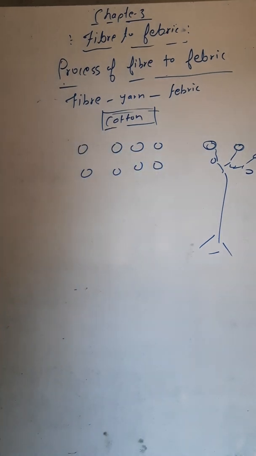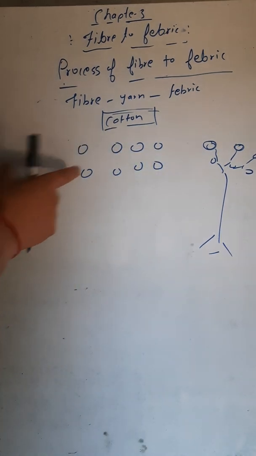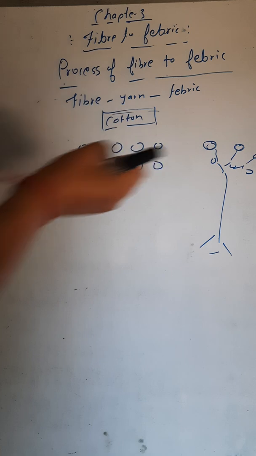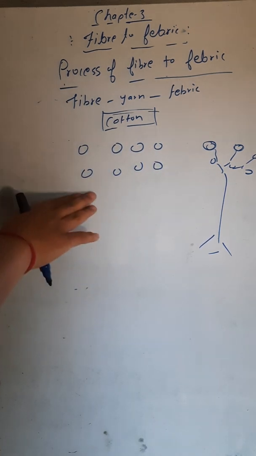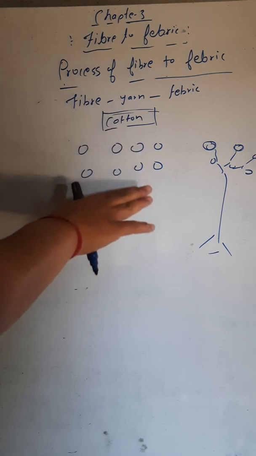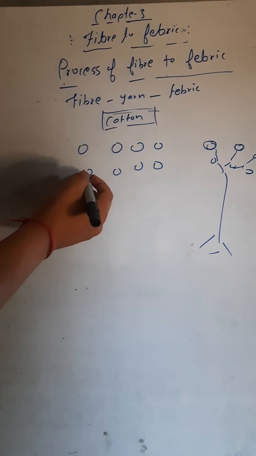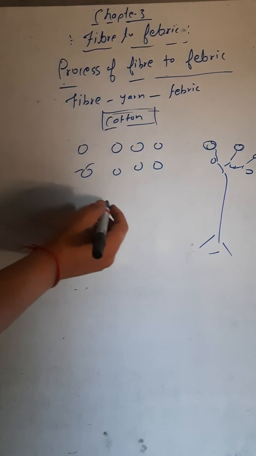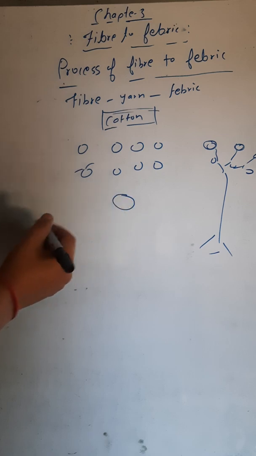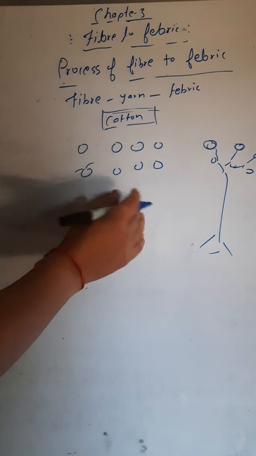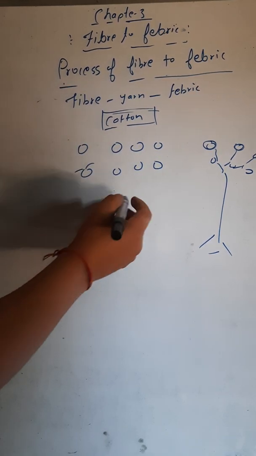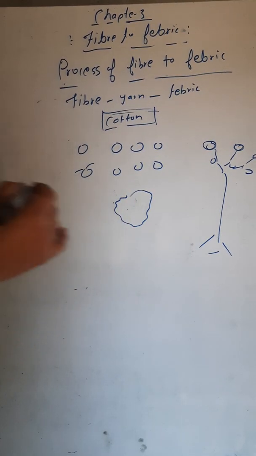Then what do we do? We just pick these cotton bolls. Then we dry them up. If they have been dried properly, they disperse. Let's say this is the cotton boll. When it disperses, we get the cotton from inside.